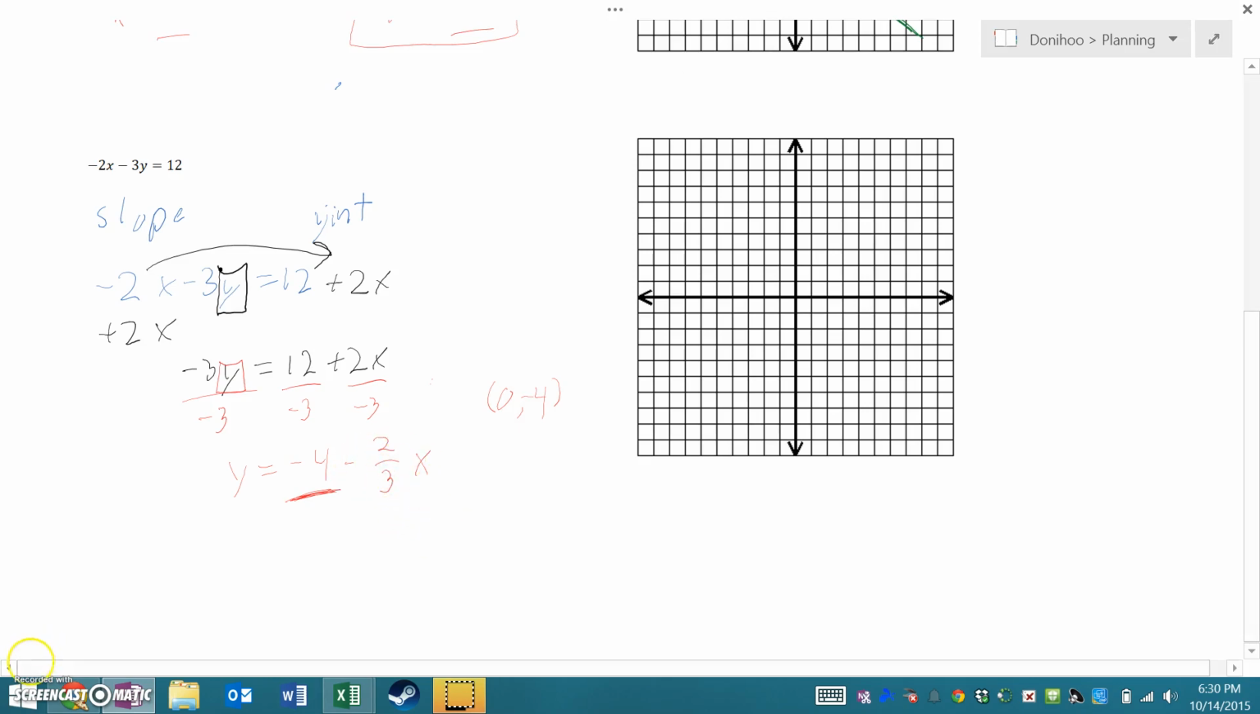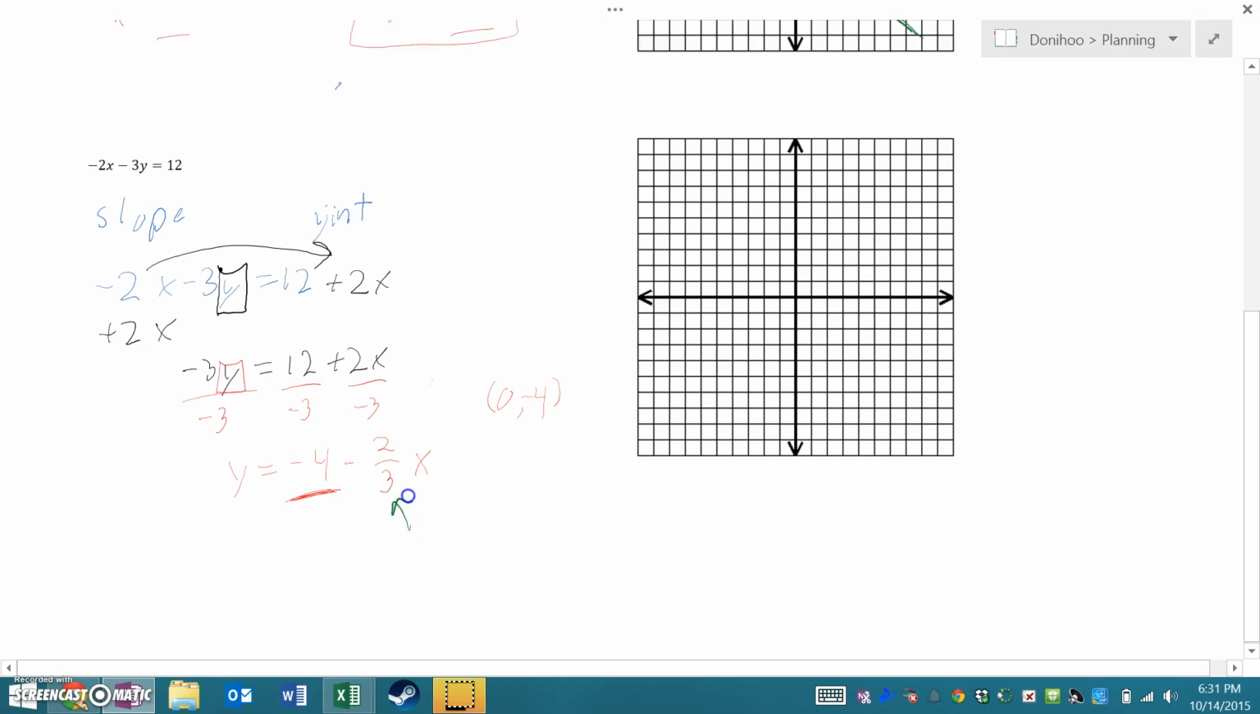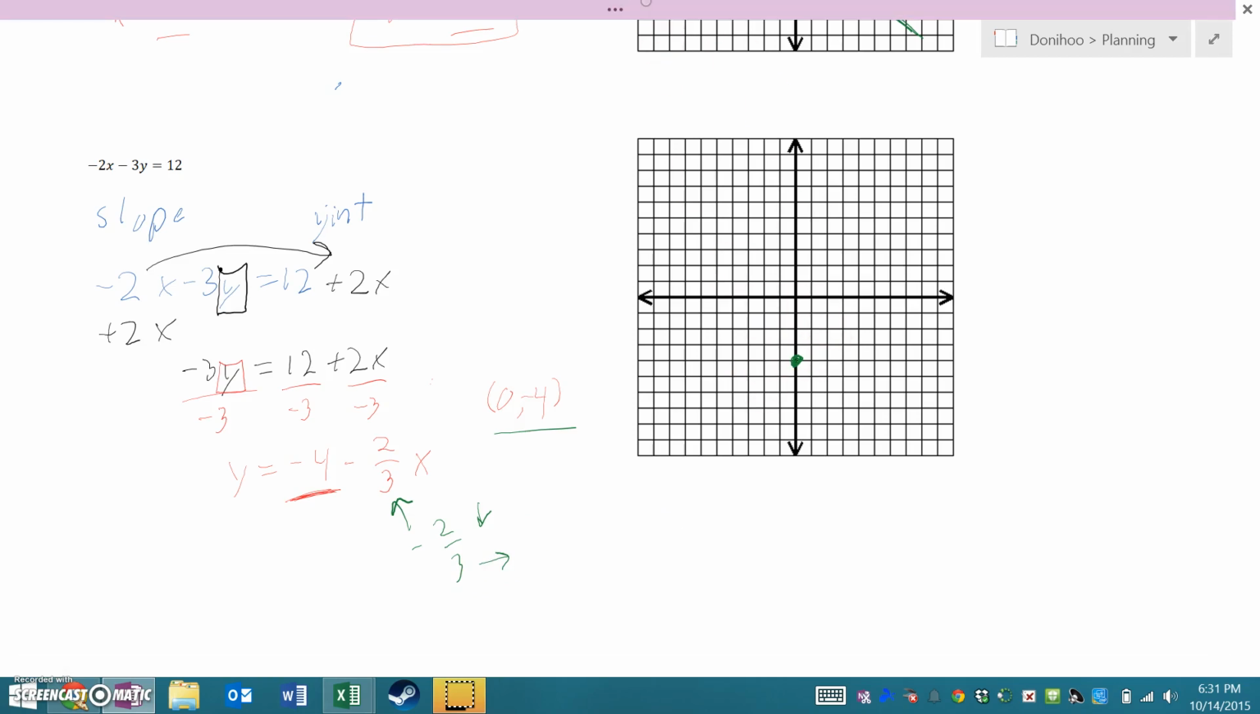Let me draw an arrow there for that. Negative 2 over 3. Now what this tells me is the direction I'm going to go. So here's my starting point, 1, 2, 3, 4, negative 4. These numbers, negative 2 over 3, tell me where I'm going from this starting point. Negative 2 would be down 2, and positive 3 would be over 3. So I'm just going to follow those directions on the graph here, and I'll be good to go.